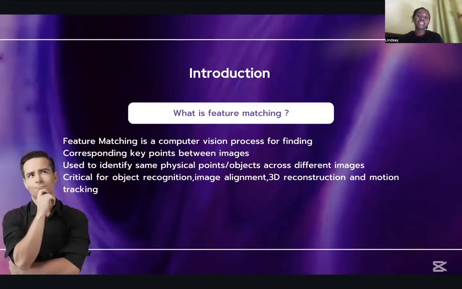So what is feature matching? Feature matching is a computer vision process for finding corresponding key points between images. It's used to identify the same physical points or objects across different images, and it's critical for object recognition, image alignment, 3D reconstruction and motion tracking.